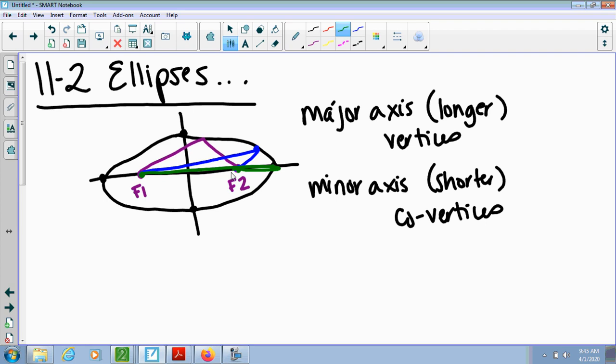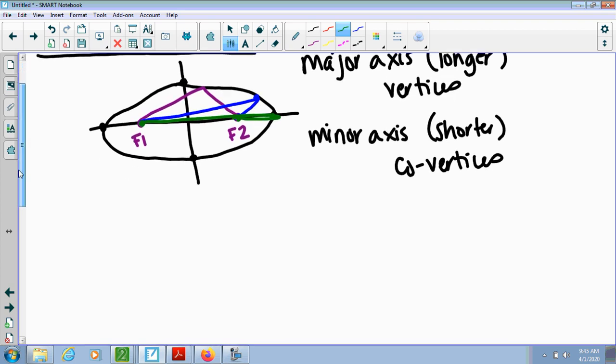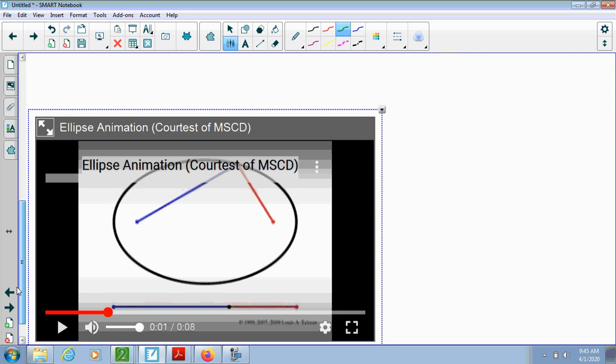So you could take 2 points and you have the same distance from there to the exterior back down to F2 all the way around. So I'm going to show you a little picture of how you could draw an ellipse on your own, getting that. So here's an animation.